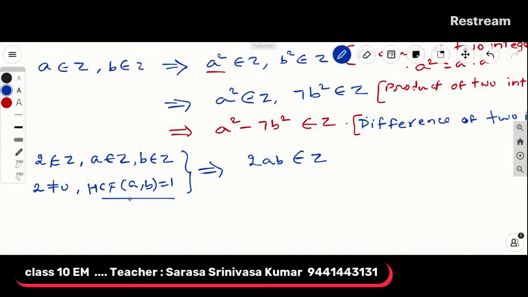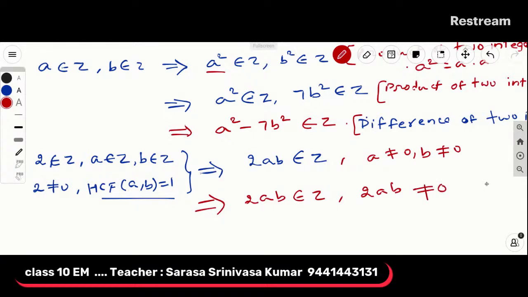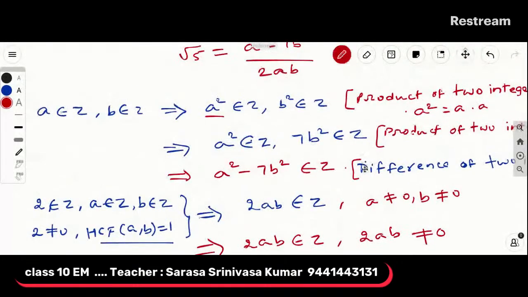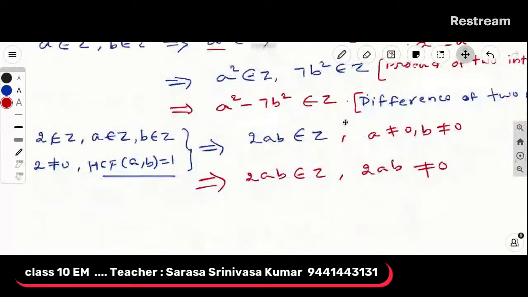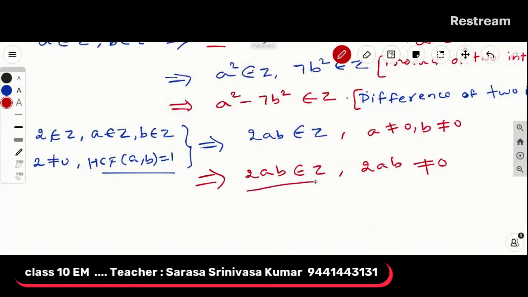So here from this definition what we can get is a is not equal to 0, b is not equal to 0. From this we can write that 2ab is an integer and 2ab is not equal to 0. So the numerator term is considered here, and it is proved that 2ab is an integer and it is not equal to 0.